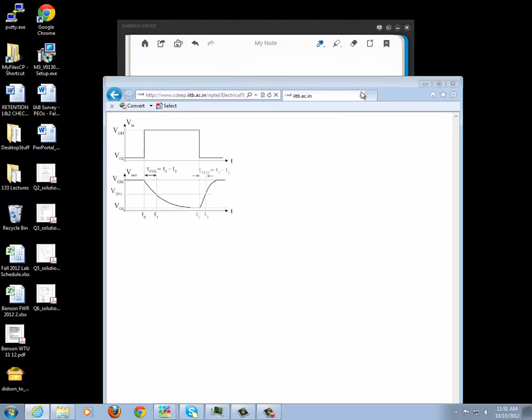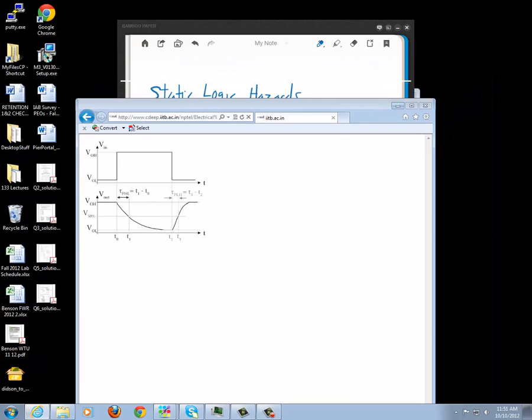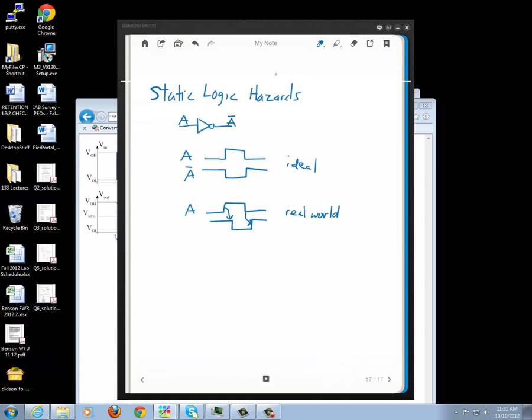Okay, so why is it important to know this? Well, because this is how real circuits work. There are these delays in the real circuits which can cause static logic hazards. So let me throw out some more definitions for you. What is a hazard? A hazard is an indication that a glitch may be present.